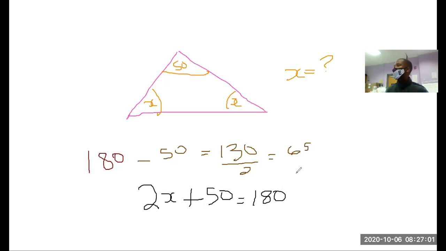All right, does that make sense in terms of words? If I get 2 of the x's plus 50, all that should equal 180. And then I could do the additive inverse, then the multiplicative inverse, and find what that angle is. All right, just to recap, the measure of angles within a triangle equals 180 degrees. So if we have one or two of them, we could potentially find what that third angle is.